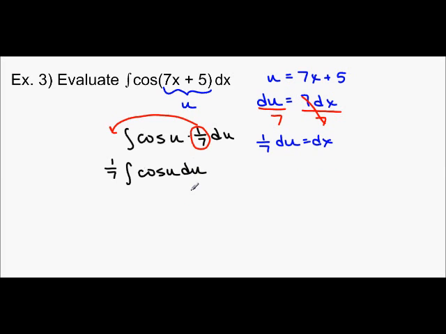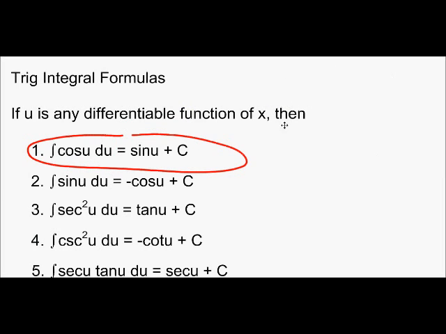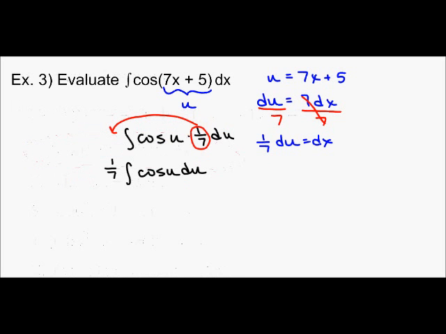du. And we can go back here, and you see my formula for integrating cosine u du is it equals sine u plus c. So I just have 1/7 times sine u plus c. And now I can replace that u with what it's equal to.